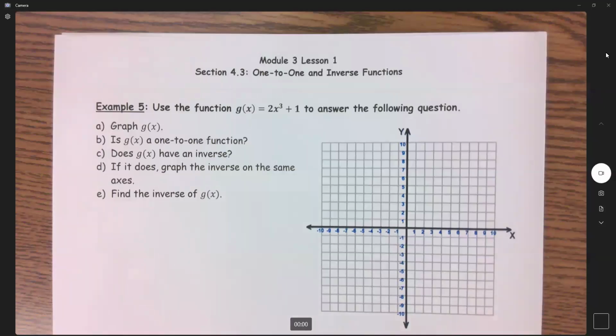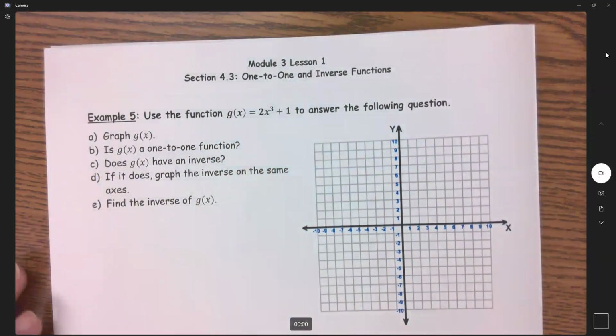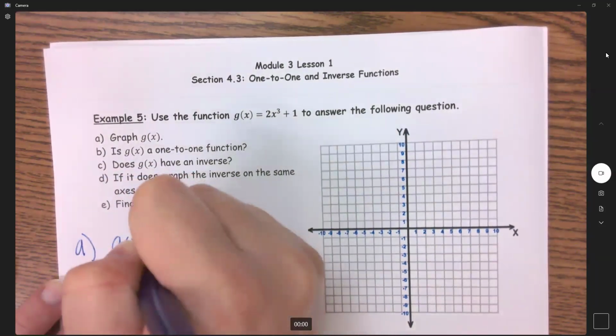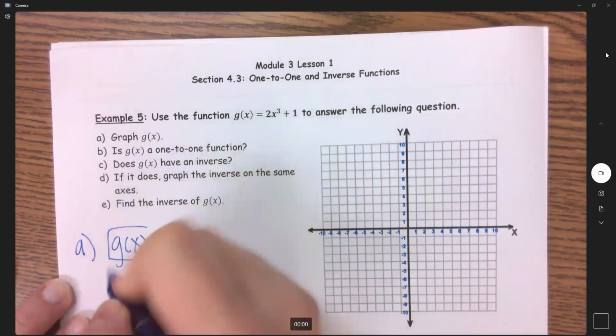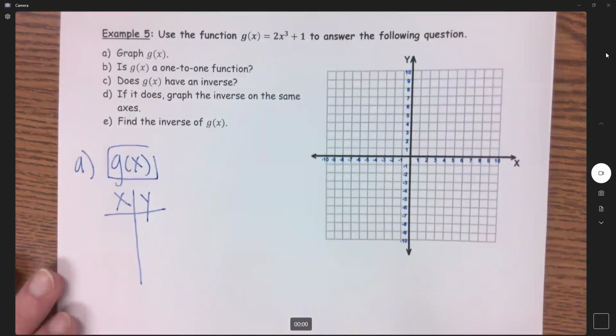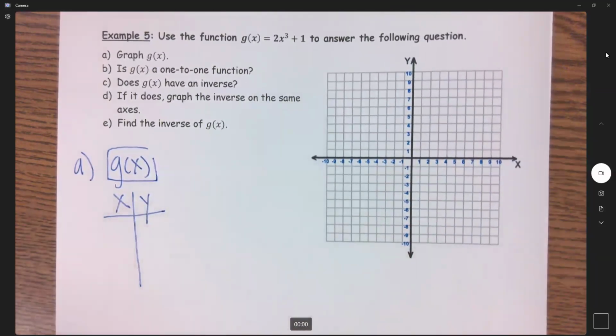Example 5 is the same thing. It says use the function g of x to answer the following questions. So the first thing we need to do is graph our g of x. Now, because this isn't linear, we're just going to go ahead and use our calculator here. So I'm going to write my ordered pairs here for my g of x. I'm going to write down as many that will fit in my standard graph here.